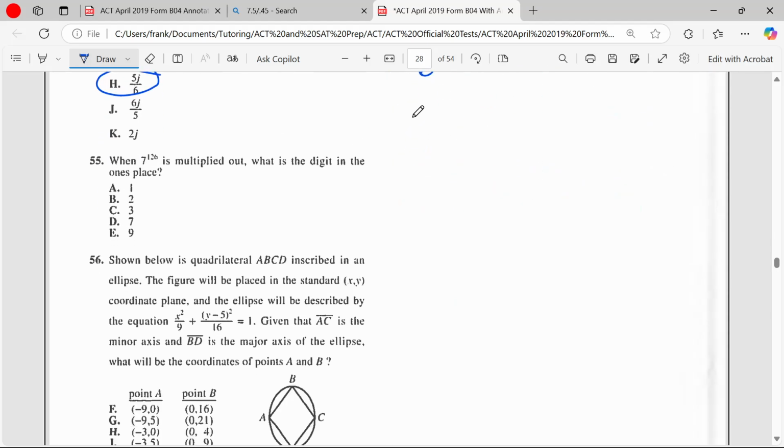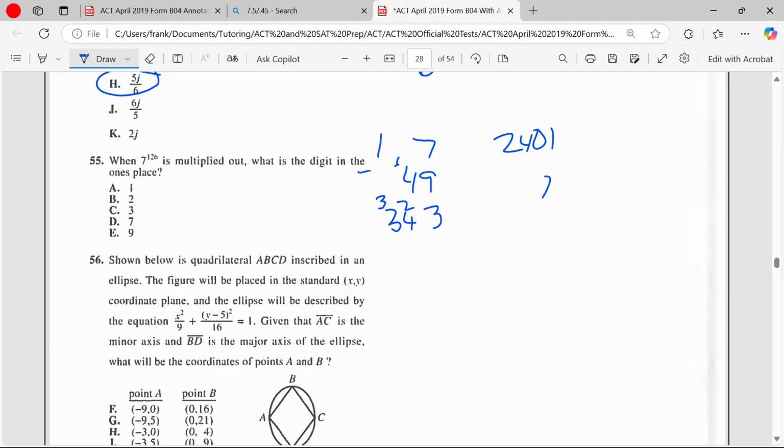When 7 to the 126th power is multiplied out, what is the digit in the ones place? Well, 7 to the first power is 7, then 49, and then 7 to the third power, 63, 7 times 4 is 28, and 6 is 34. And then times 7. You can do this on a calculator. I'm doing it without. 7 to the fourth is 2401. And then this is going to end with 7 again.